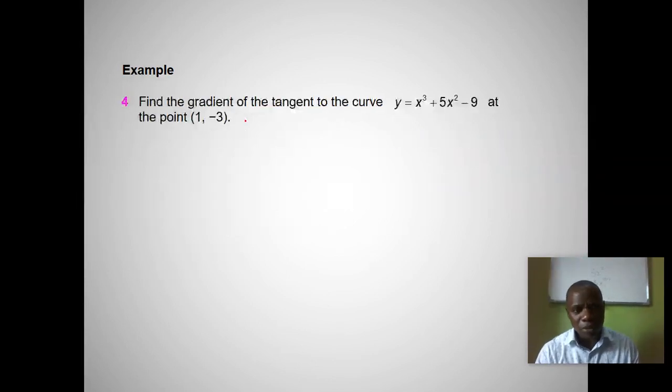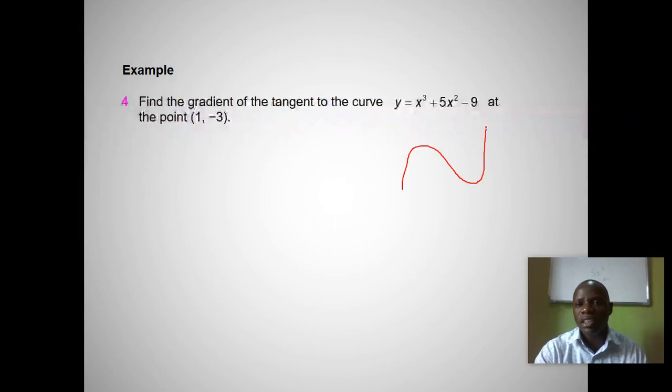Okay, when you ask the question, find the gradient of a tangent. This is a cubic function. Cubic actually means it turns more than once. It's not quadratic, so it turns many times. But what we want is the gradient at this point where x is 1. So where x is 1, wherever it is, we are going to have a tangent and then find m for this tangent. So what we'll be looking for is the gradient of this tangent.